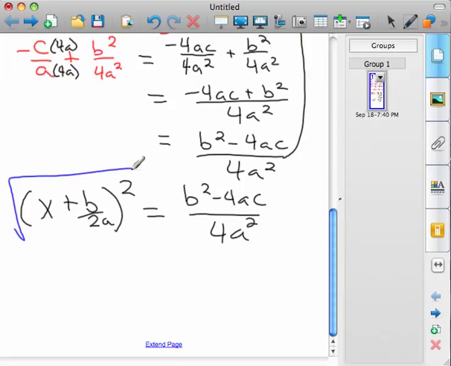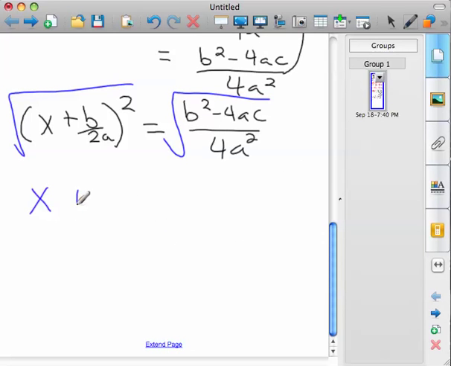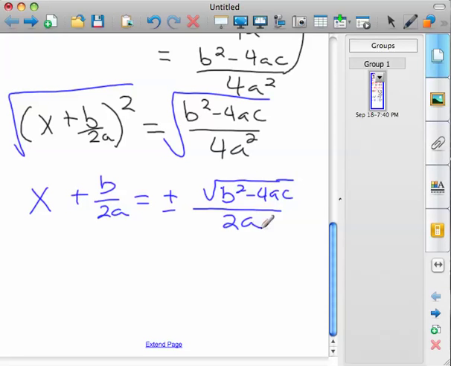You root both sides of the equation, and you have x plus b over 2a equals plus or minus the square root of b squared minus 4ac all over 2a, because the root of 4 is 2 and the root of a squared is a.